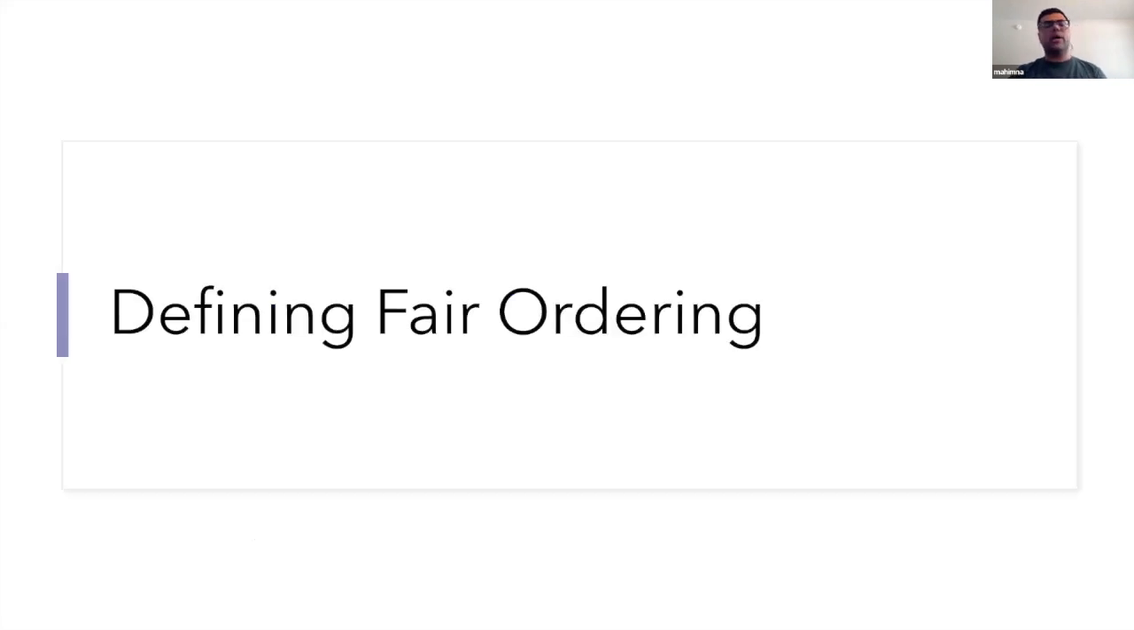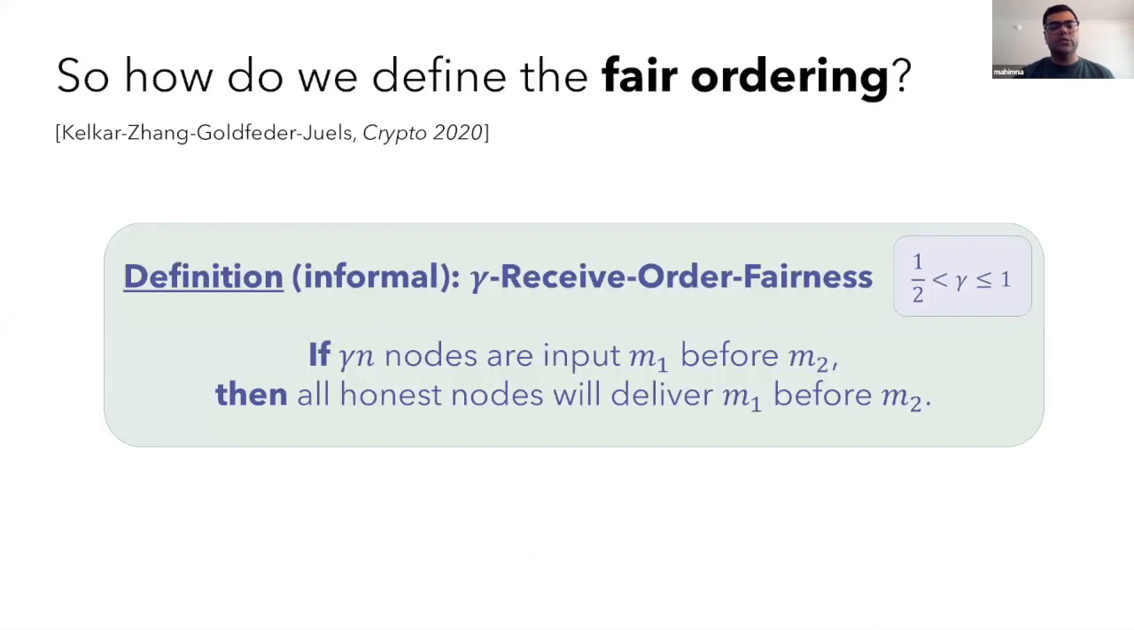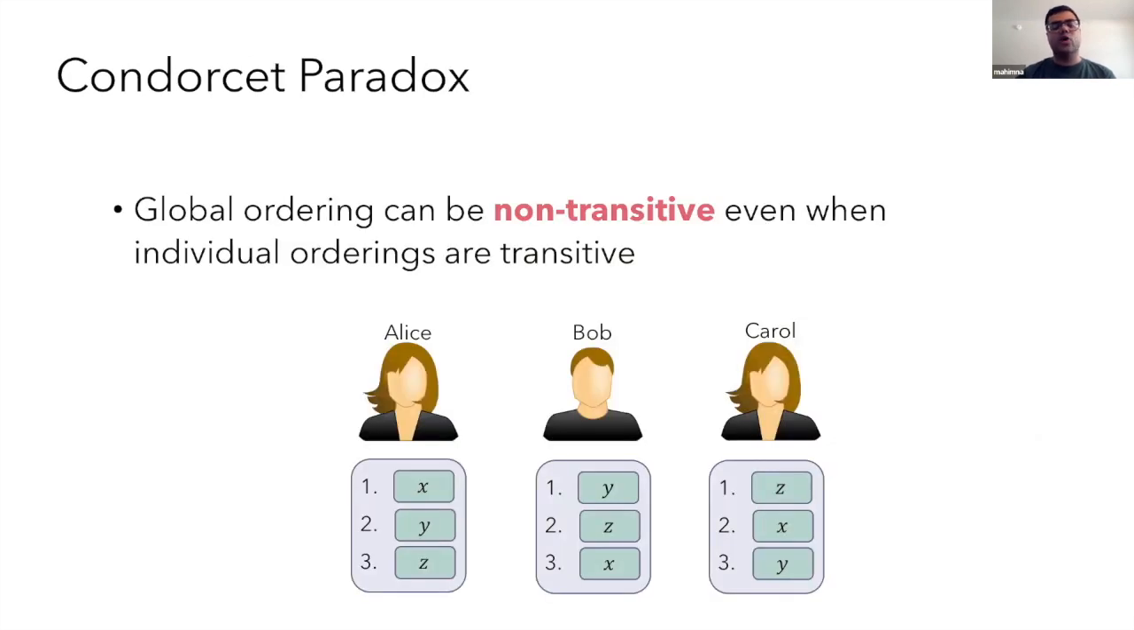So let me talk a little bit about how we define fair ordering. This is part of a paper that we published in Crypto 2020, joint work with Fan Zhang, Steven Goldfeder, and Ari Juels, where we define this notion of receive order fairness as basically saying that if a majority of nodes receive some message M1 before M2, then all of the honest nodes will deliver M1 before M2. This is a nice notion, but unfortunately it's not always achievable in practice.